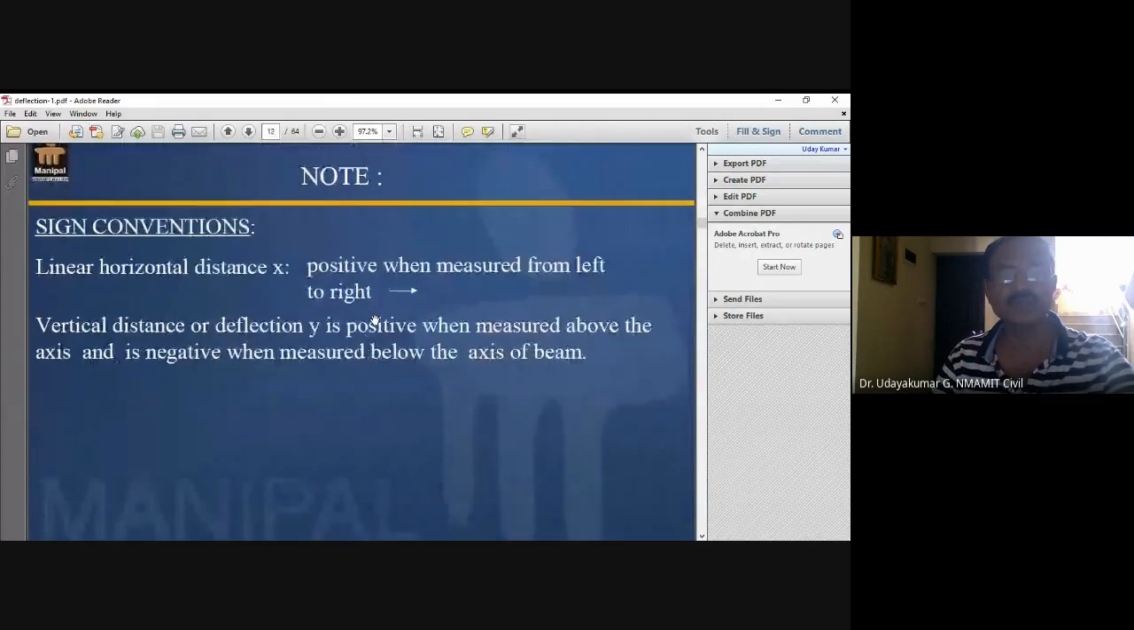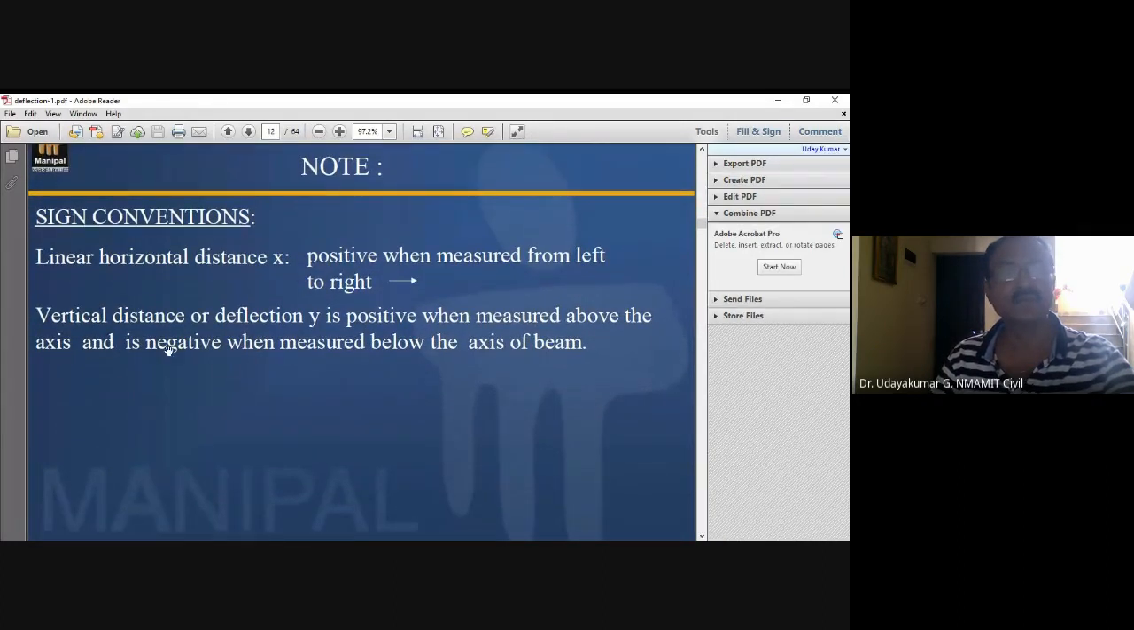So, some sign conventions are to be noted. Movement from left to right, when measured from left to right, is considered positive. And for vertical distances, deflection y is positive when measured above the axis of the beam and negative when measured below the axis. So downward deflection becomes negative.